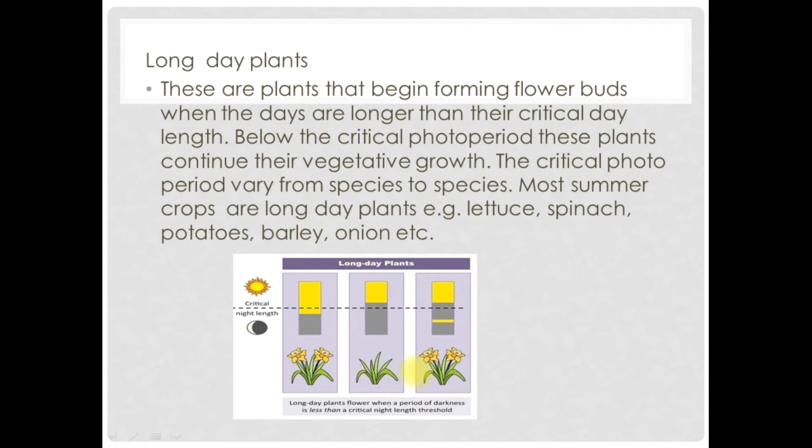Let's take a look at this diagram. For this plant here, it's flowering because there are long periods of light. This one here is not flowering because here we've got long periods of darkness. This one again is flowering because the period of darkness has been interrupted with a period of light, which means the period of exposure to light has been extended. Hence, this plant was able to flower.